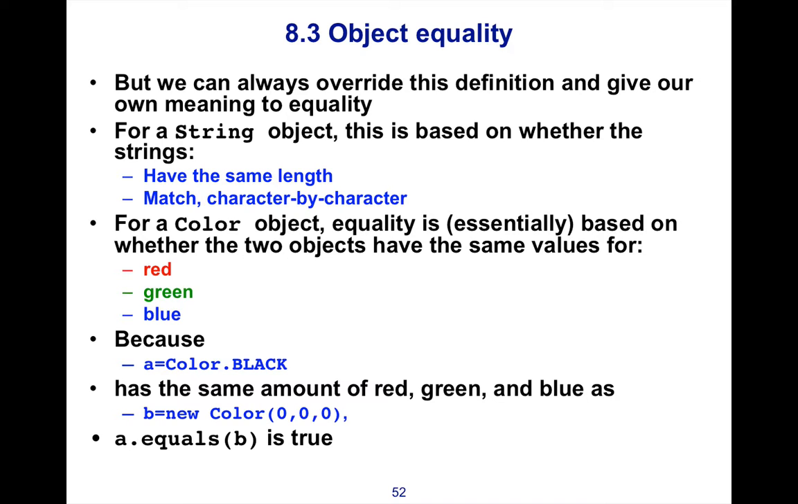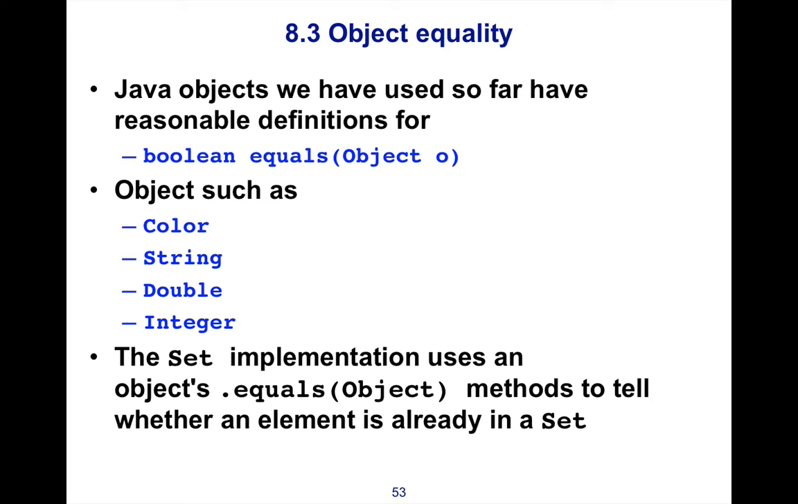Now why do we do that? Well, we have color.black, which is defined as a constant inside the color class. If we construct our own color by giving it 0, 0, and 0 for red, green, and blue, that's essentially a black color as well. We would like for those two colors to dot equal each other, even though they don't equal each other. So the Java objects we've used so far already have reasonable definitions for equals. Examples include color and string. If we put such objects into a set, the dot equals method is what Java uses to figure out whether the element is already in a set. Recall that sets are not allowed to have any duplicates.